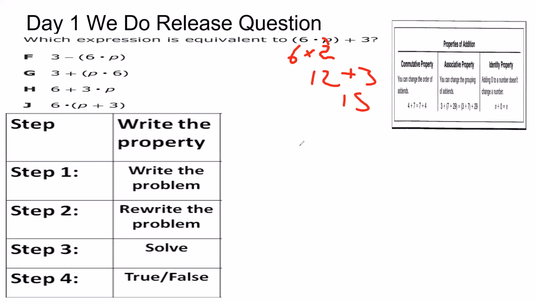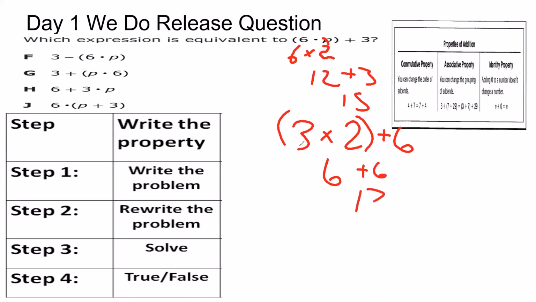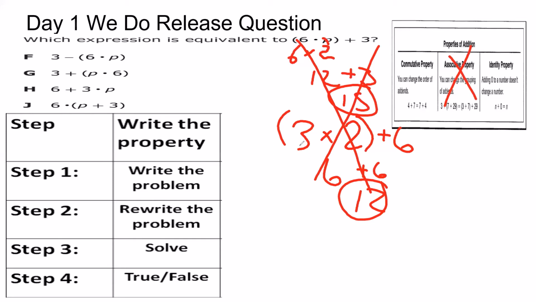Now, let's change the way the groupings are with the addends and see if we come up with the same answer, so we'll know which one we'll be looking for. So now, I'm going to write 3 times p, replacing the p with the 2. I get 3 times 2 is 6, plus 6 gives me 12. So are 15 and 12 equivalent? No. So I know that I would not be using the associative property.